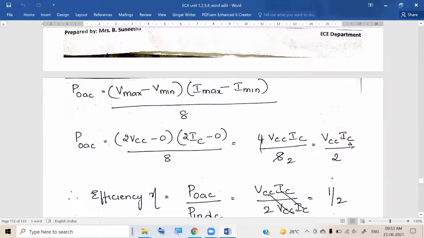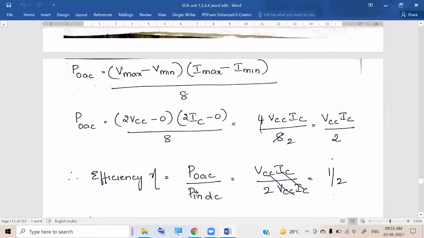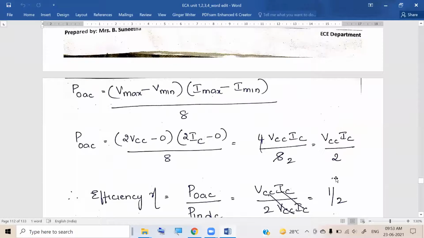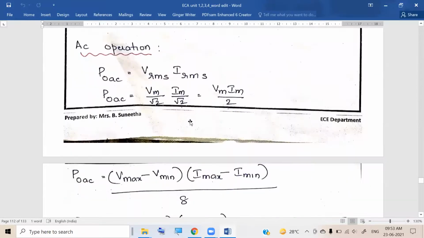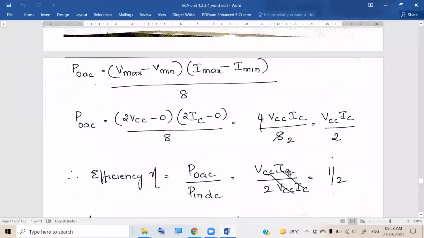Then what we have here is efficiency as output AC power by input DC power. Output AC power is VCC into ICQ by 2. Input DC power was VCC into ICQ. So P naught AC by P in DC is VCC into ICQ by 2, divided by VCC into ICQ. So this ICQ, VCC will cancel. We will have 1 by 2.